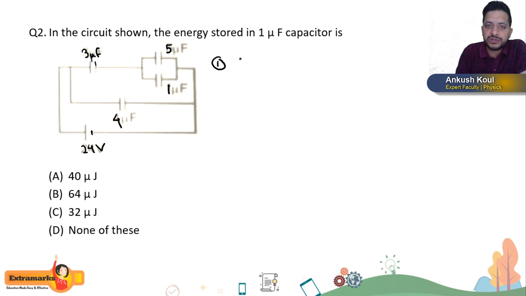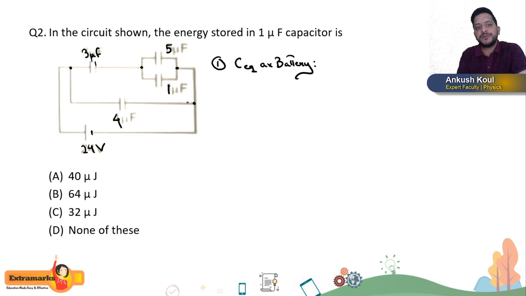My first question to you is, how much is C equivalent across the battery? So across the battery, what is C equivalent? I can see this capacitor, this is one junction, this is another junction, this is another junction, and this is another junction, right? I can see this 5 and this 1. These two capacitors are in series or parallel? They are in parallel, right?